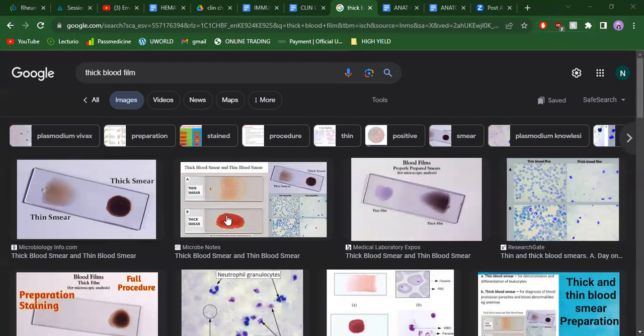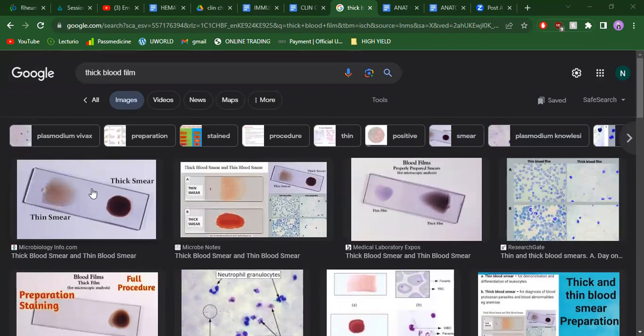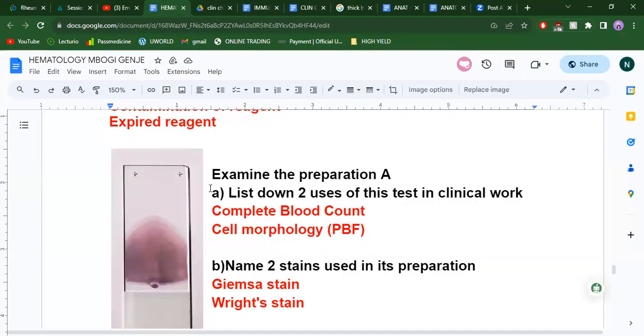The thick is usually never spread by the slide. Okay, so this is how a thick looks like. Where were we? So look at this. Is this a thick or a thin? This is a thin, but it's not well done, but it's still a thin. Okay.